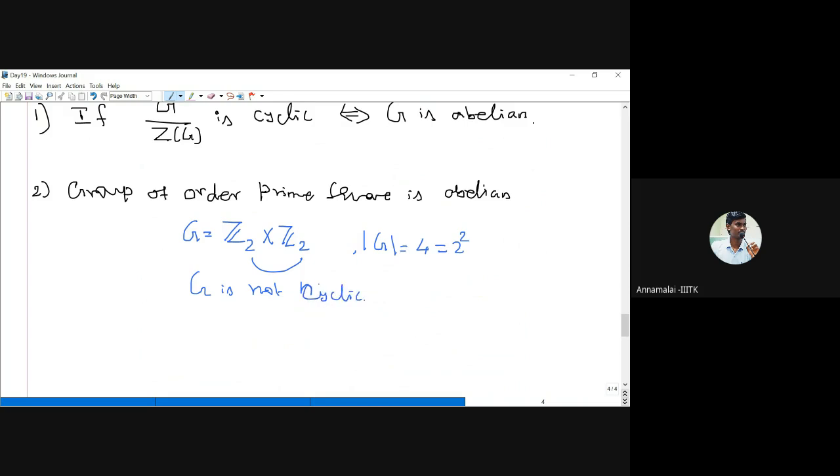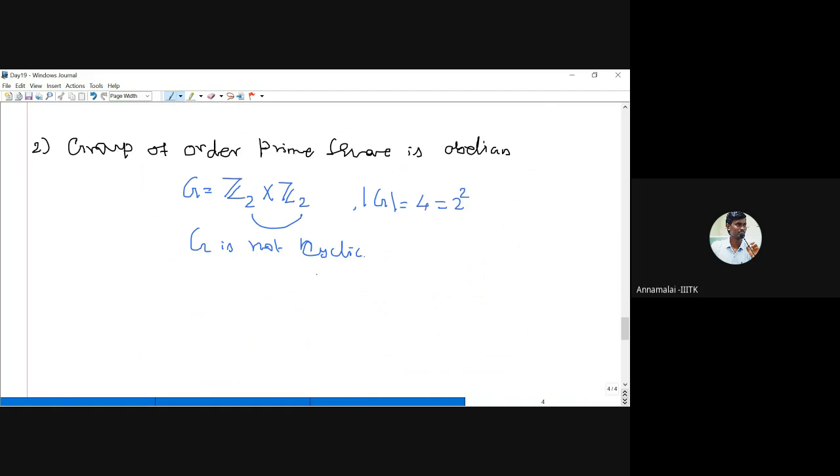Already we know that the product of two abelian groups is always abelian, but the product of two cyclic groups need not be cyclic. When the product of two cyclic groups is cyclic, the GCD of the orders should be 1. The next one is an important result: the direct product of abelian groups is always abelian, whether finite or infinite abelian groups, but the direct product of cyclic groups need not be cyclic.